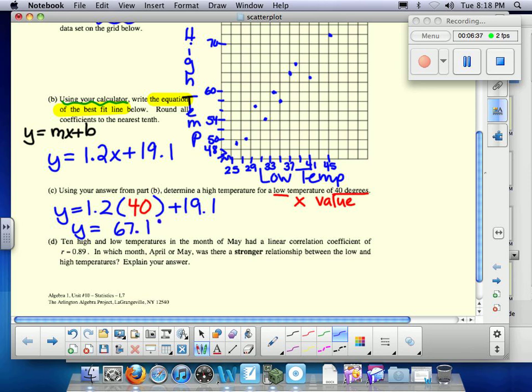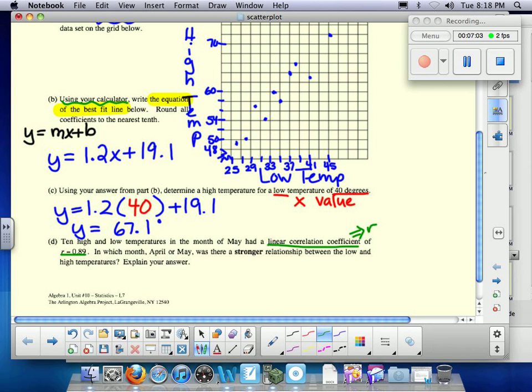So that would be a high of 67.1 degrees. Moving on to letter D. 10 temperatures recorded in the month of May. They had a linear correlation coefficient. Whoa, that's old news. We've been there. It's just the R value. Okay? So their R value was 0.89.